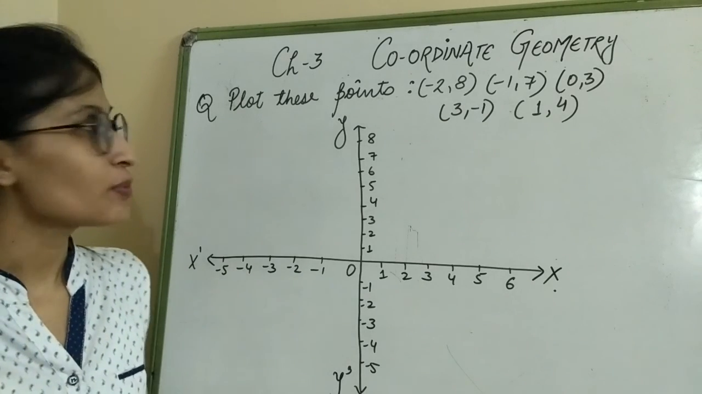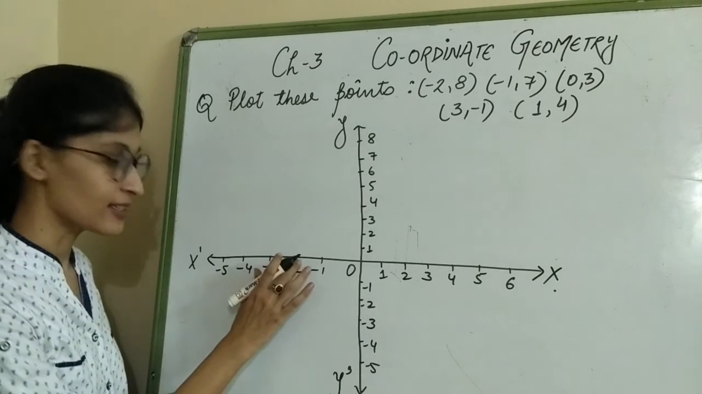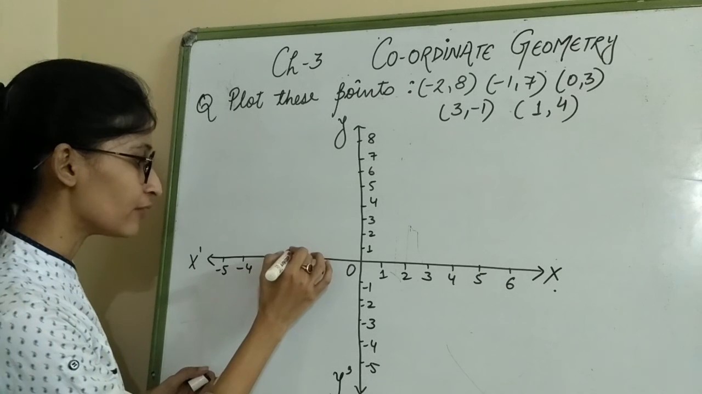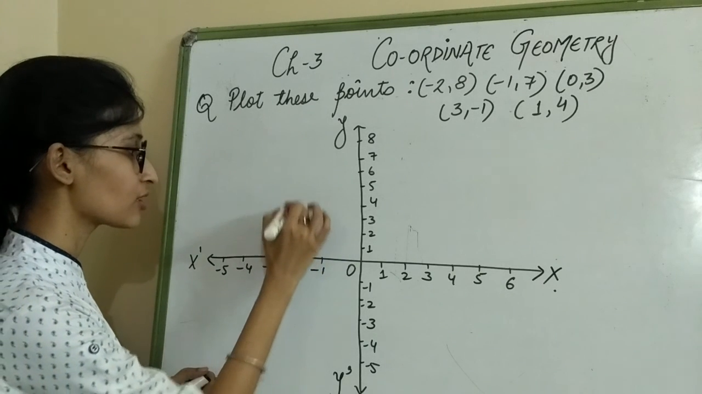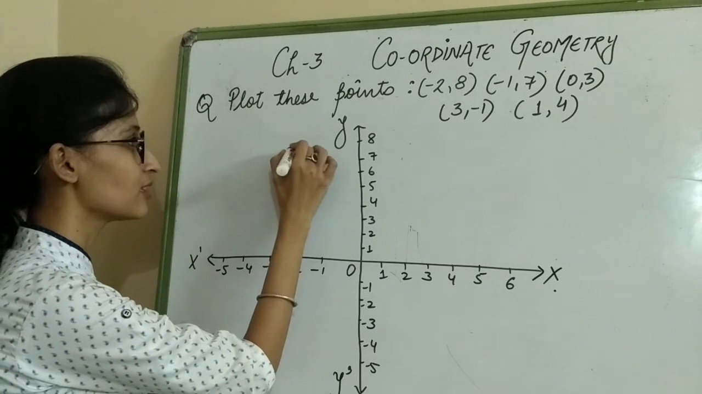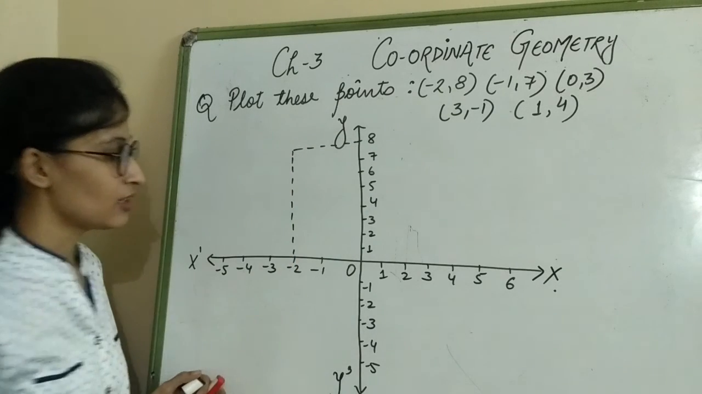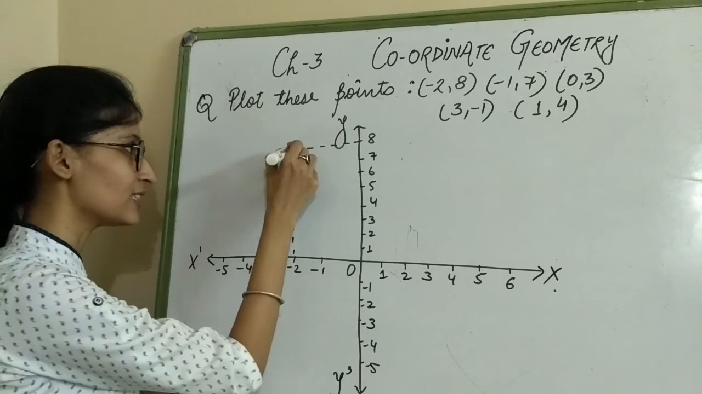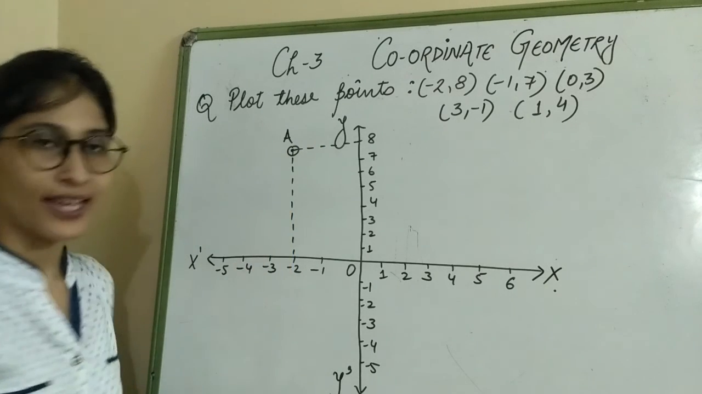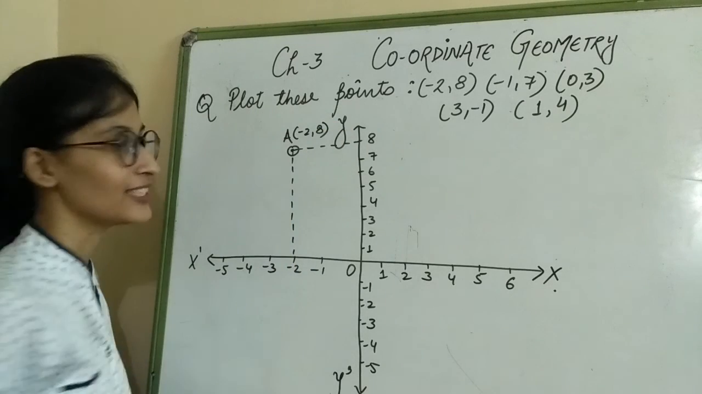We are given certain points and we have to plot these points on the plane. The first point here is (-2, 8). So on the x-axis, we start with the point -2 and travel till we reach point 8 on the y-axis. Here I have reached point 8. So (-2, 8) is my first point. Let's say A. The coordinates of A will be (-2, 8).